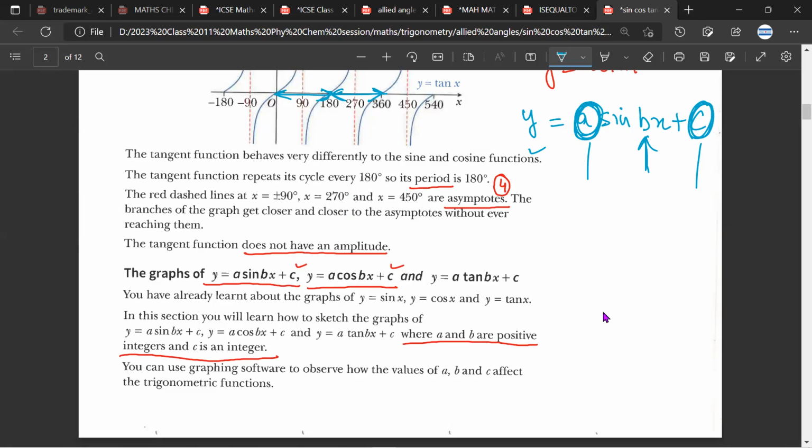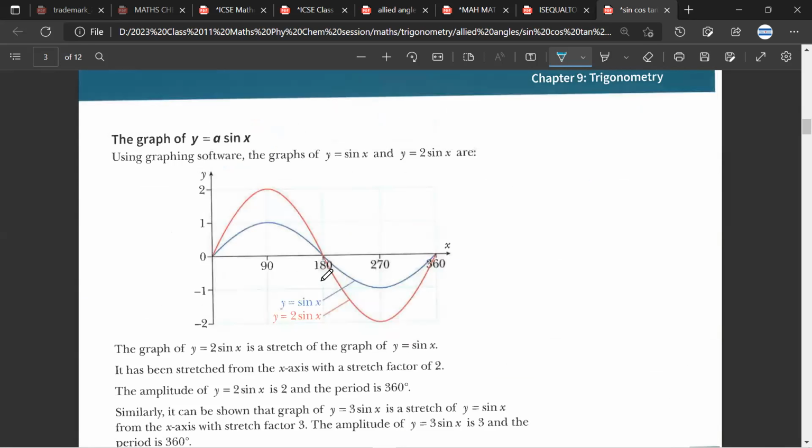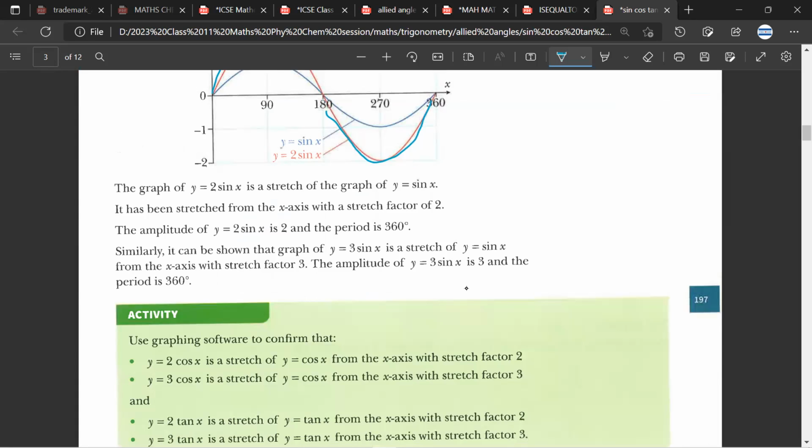Avantika, is it making sense? Okay. So we'll focus right now on y is equal to sine bx, a sine bx plus c only. So y is equal to sin x, y is equal to 2 sin x. What does this 2 do? It stretches the sine curve. Do you see the stretch? Now if you see, the amplitude is 2, but the period remains the same.